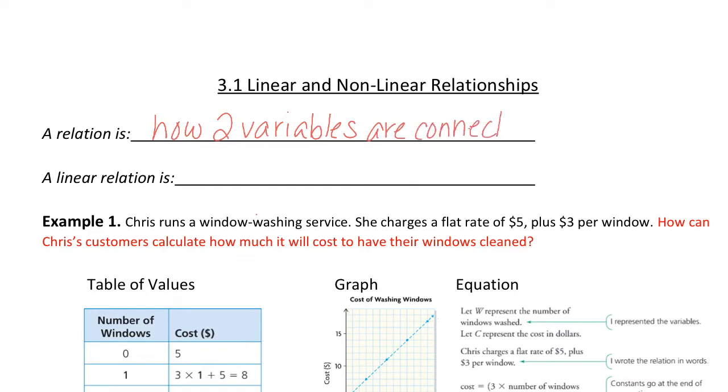Okay, so you've talked about independent and dependent variables and the relationships that they have. So that is just what we define as a relation. So a linear relation is a specific type of relation. It's a relation where the graph forms a straight line.